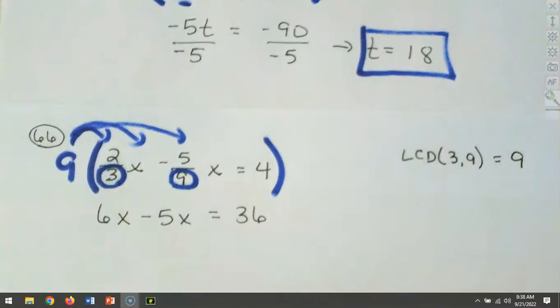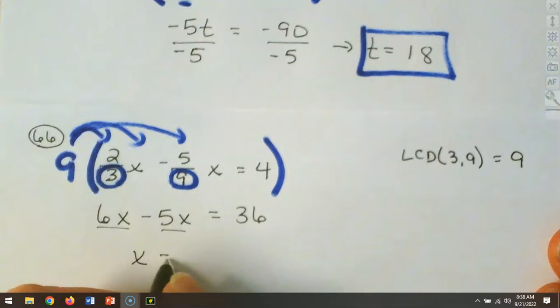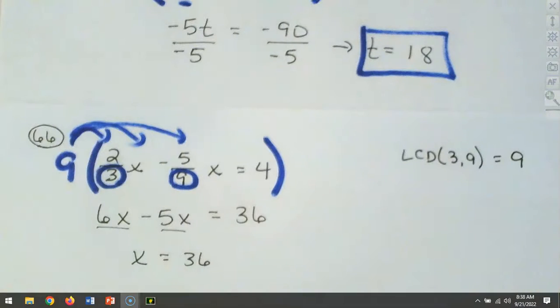Now, what can we do from here? These are on the same side and they have the same variable. These are like terms, so these can go together. And 6 minus 5 makes it a single x. And now we have our answer, which is x equals what? x equals 36.